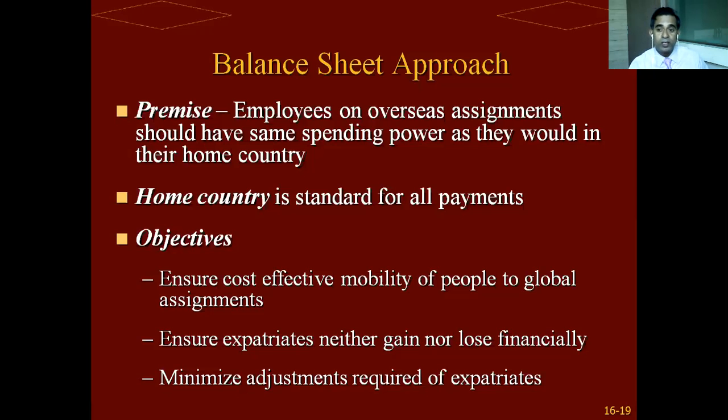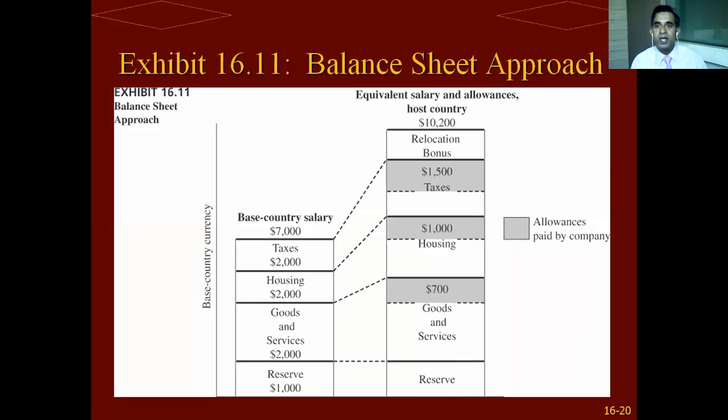You may say in India he was getting only 450. In America he is getting 900 rupees. No, he is spending all that 900 rupees or $10 on cab. Are you able to understand the concept? So that ensures expatriates neither gain nor lose financially, but yet they have the same spending power. Minimal adjustments are required of expatriates. So it is illustrated here, this balance sheet approach.